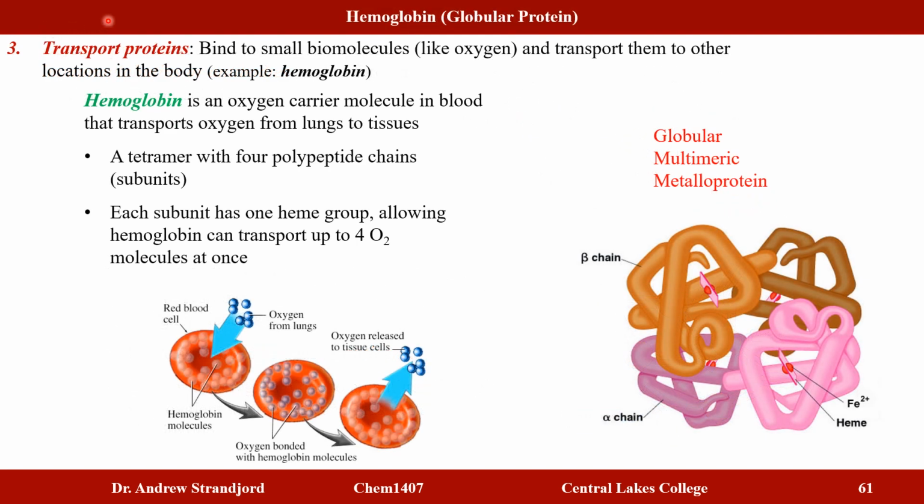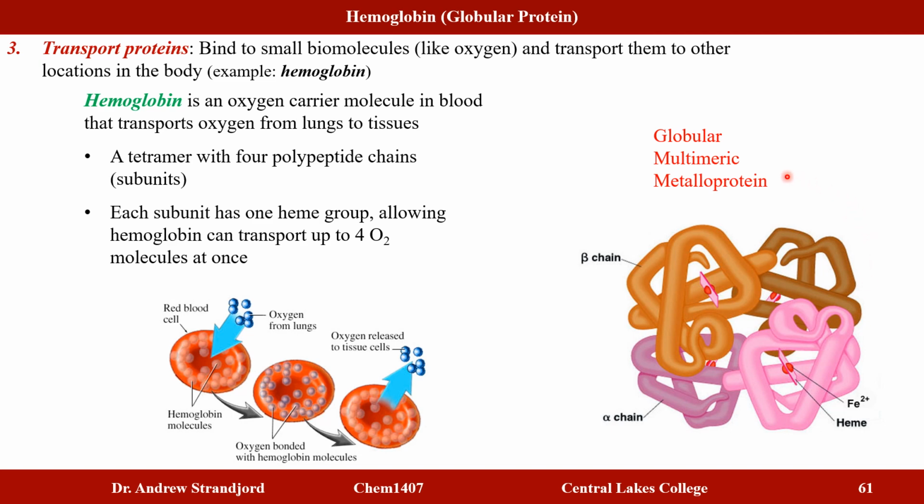A third class of proteins based on function are the transport proteins. They bind to small biomolecules like oxygen and transport them to other locations in the body. A common example is hemoglobin. Hemoglobin is a protein that binds to oxygen in our blood cells, and it transports oxygen from our lungs to tissues throughout our body. Those are typically globular in nature. They're multimeric. In the case of hemoglobin, it contains 4 different polypeptide chains.